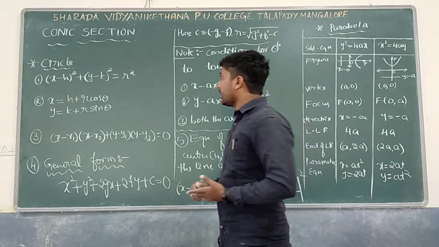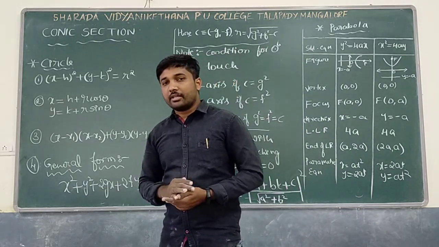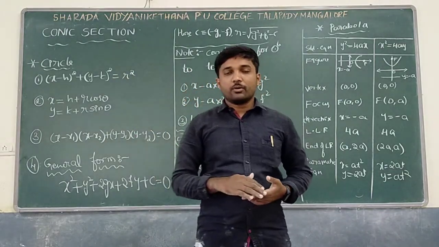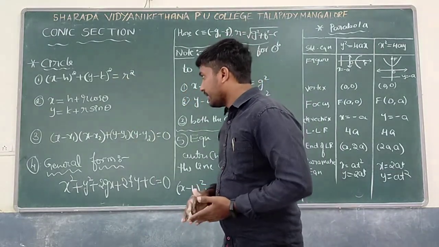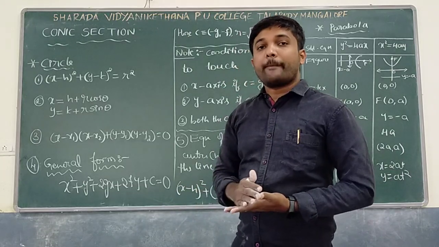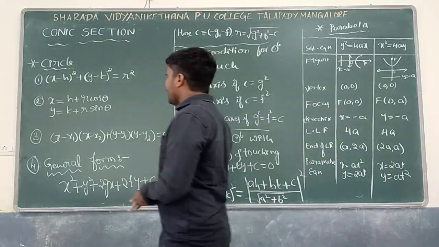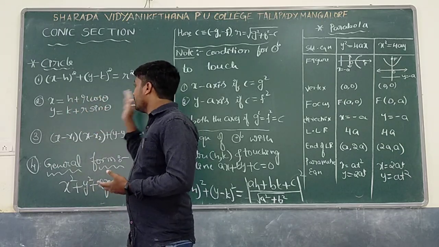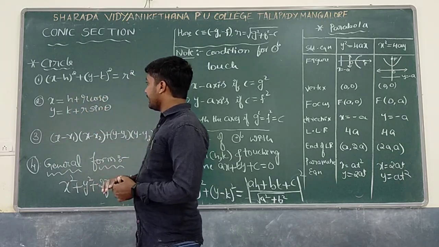Here center of the circle and radius will be given, and the equation is (x minus h) whole square plus (y minus k) whole square is equal to r square, and the corresponding parametric equation is x is equal to h plus r cos theta, y is equal to k plus r sin theta.